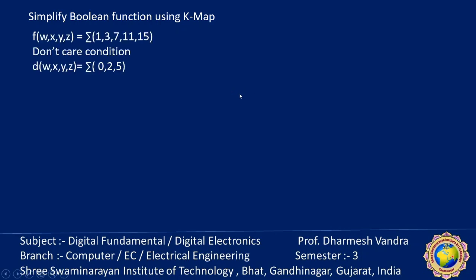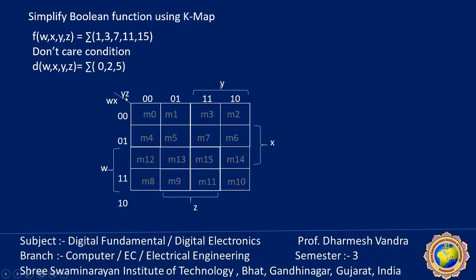Suppose the function has 4 inputs w, x, y, z, and minterms are 1, 3, 7, 11, and 15, while the function does not care about the minterm conditions 0, 2, and 5. Let's draw the K-map for variables w, x, and y, z. I put each and every condition: minterm 1, 3, 7, 11, and 15, while the 3 don't care conditions are 0, 2, and 5. Now we have to simplify it. We are not worried that all X's must be included in our simplification, but we have to take care that all ones must be included in our simplified function.